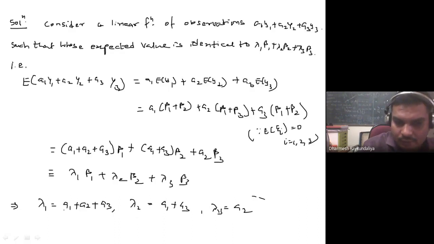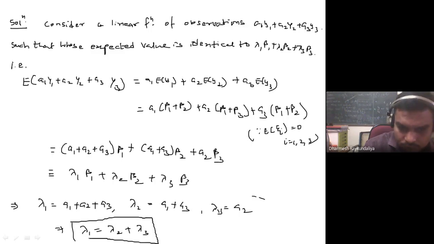So you can see that lambda 1 is equal to A1 plus A2 plus A3, and lambda 2 is equal to this and this. If you make the sum of this, you can write lambda 1 equal to lambda 2 plus lambda 3. So we started that lambda 1 beta 1 plus lambda 2 beta 2 plus lambda 3 beta 3 is estimable. So there exists a linear function of observation whose expected value is identical to this. We solved this and compared, and we obtained lambda 1 equal to lambda 2 plus lambda 3. Okay.